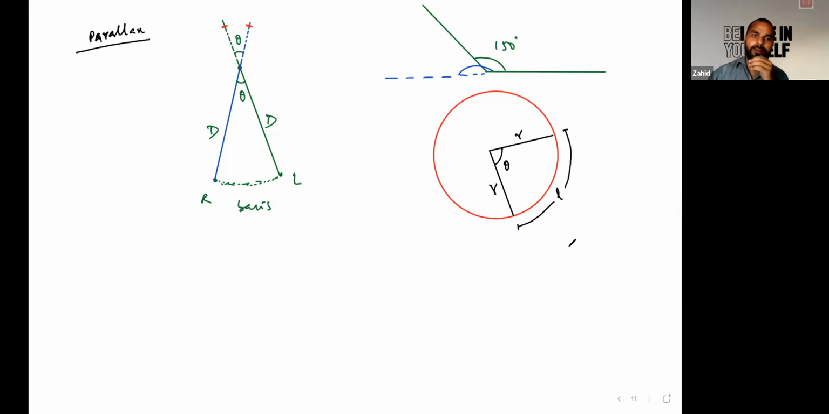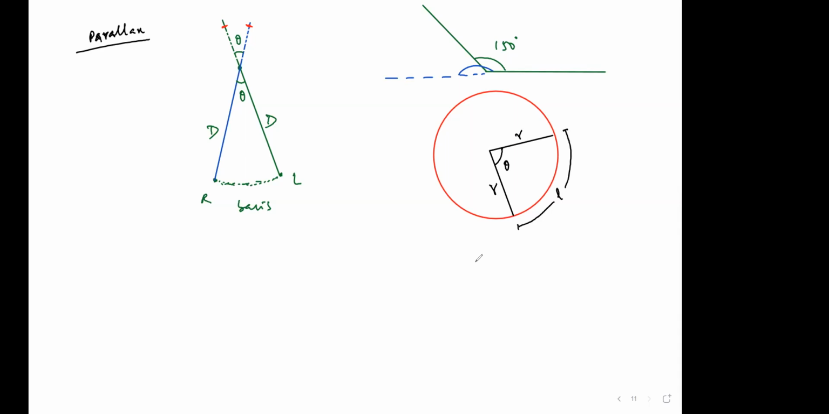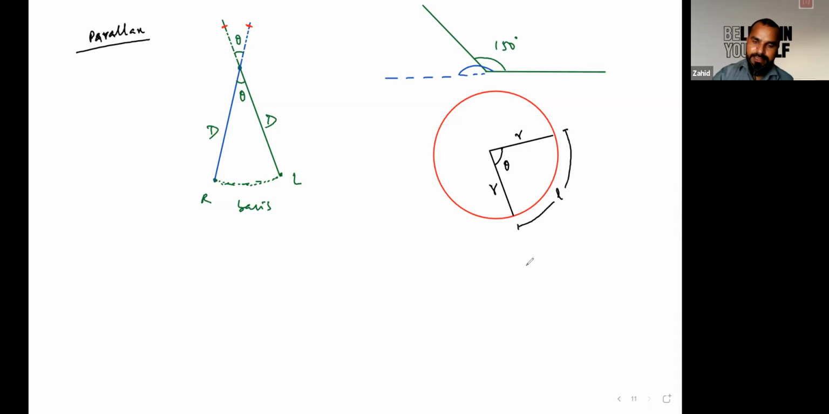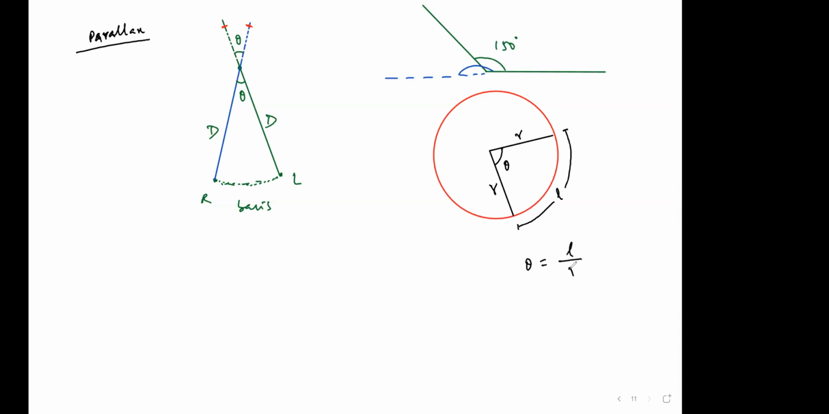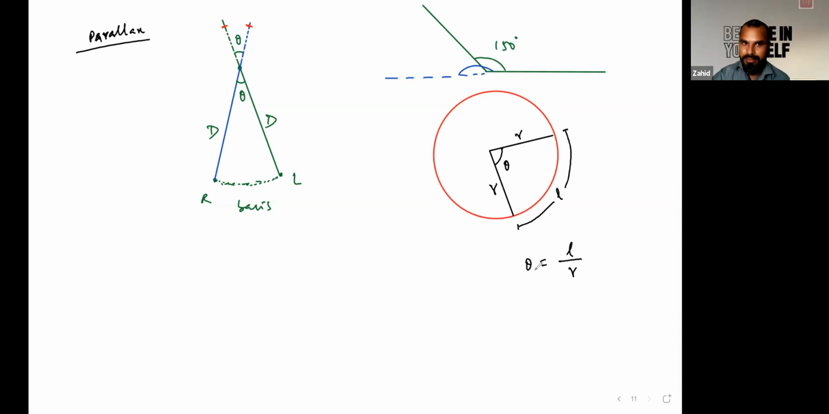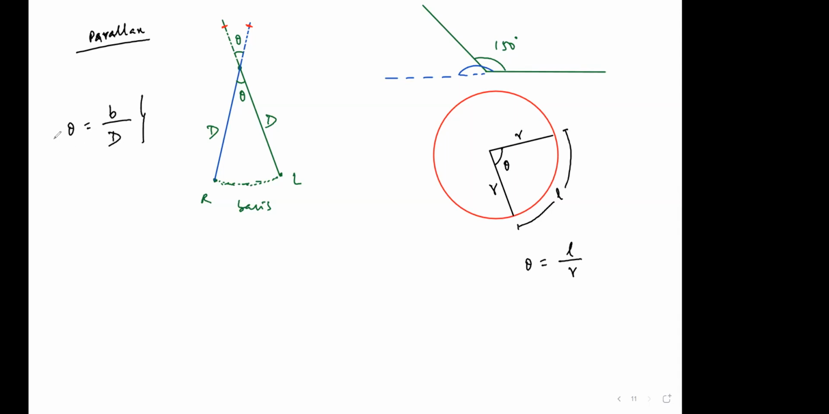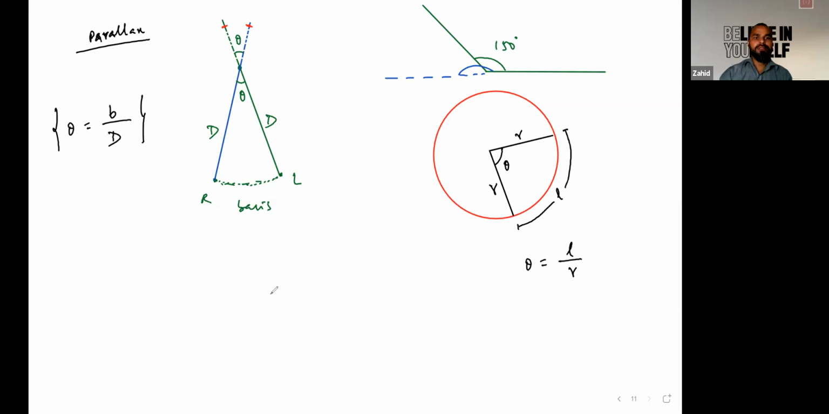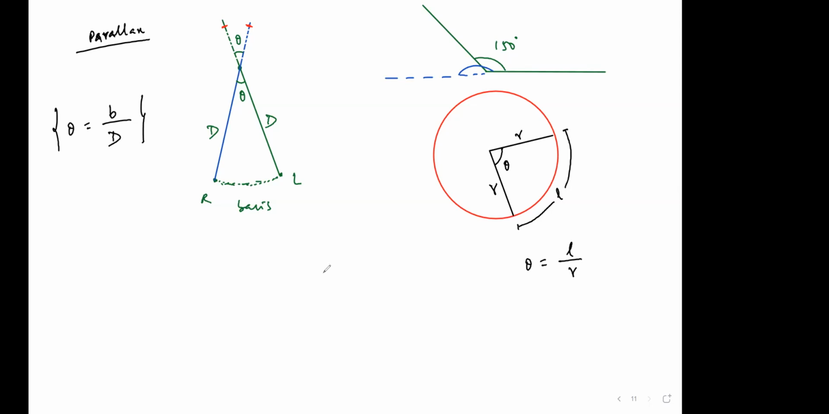Hamza? Yes, sir. Are they similar? Yes, sir, somewhat similar. So we defined at that time, theta equals length of arc divided by radius, if theta is measured in radian. By this, theta equals the length of arc, which is called the basis, divided by the distance d. By knowing any two values, the third can easily be calculated. So this is the method of indirect measurement of distance, and it is called the parallax method. Okay? Yes, sir.